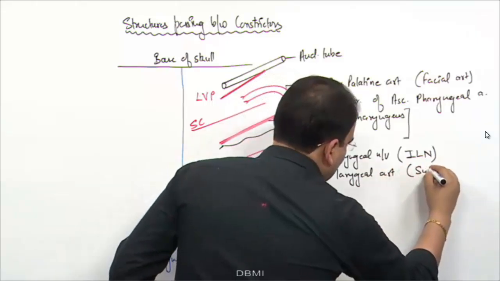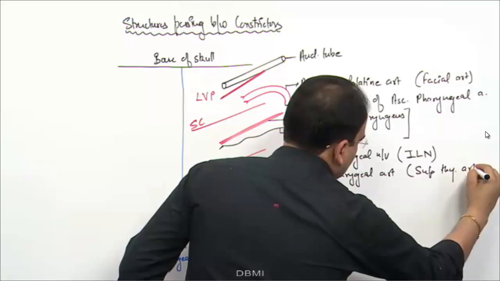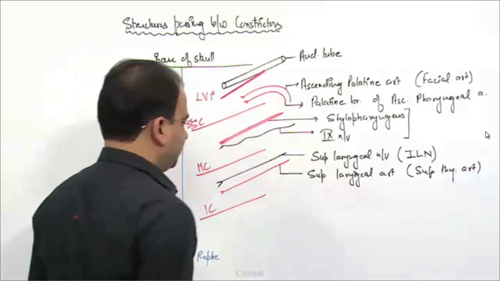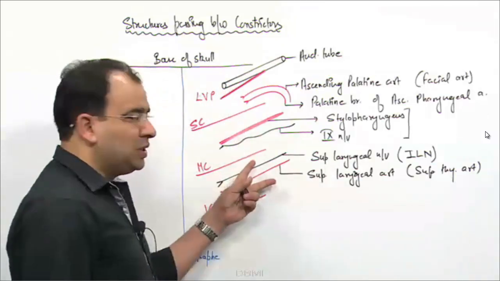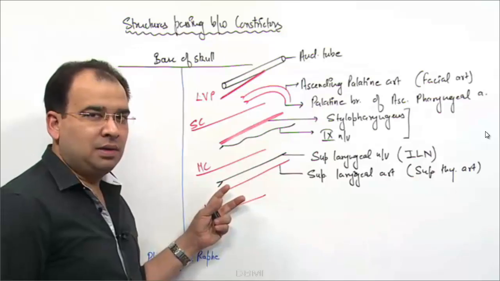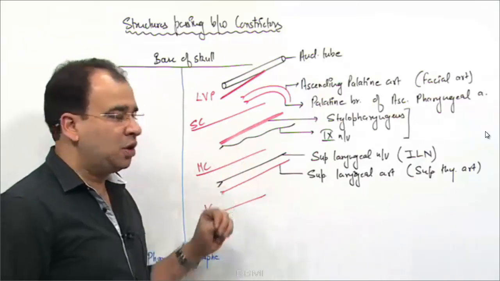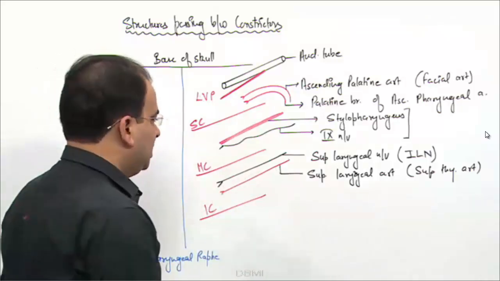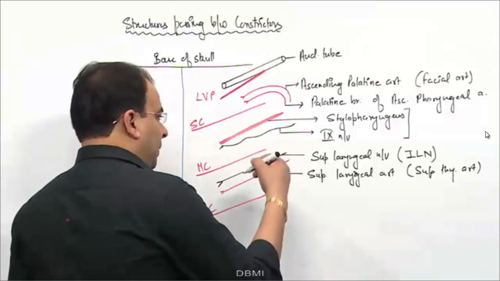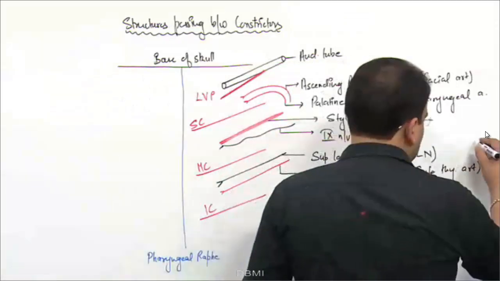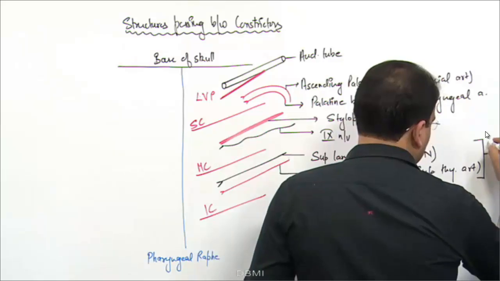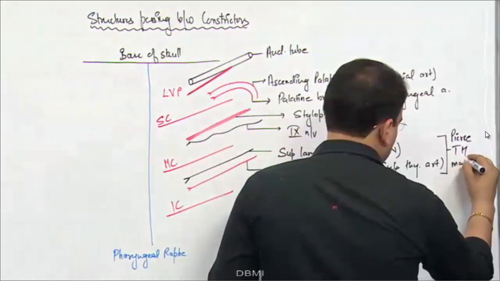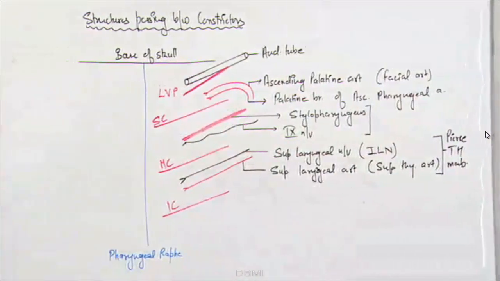which is a branch of superior thyroid artery. Superior laryngeal artery, a branch of superior thyroid artery. These are the two things which are supplying the mucosa of the larynx above the vocal cord. And remember, these are the two structures which pierce the thyrohyoid membrane and go inside. So these are the same structures which pierce the thyrohyoid membrane.